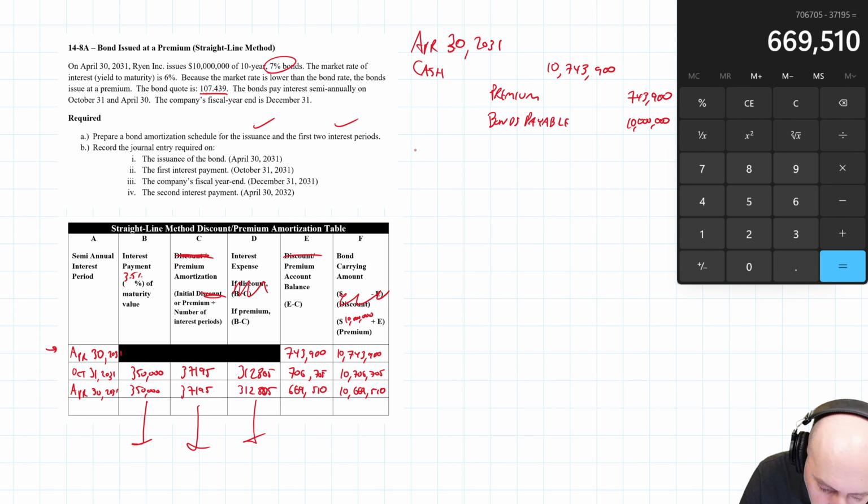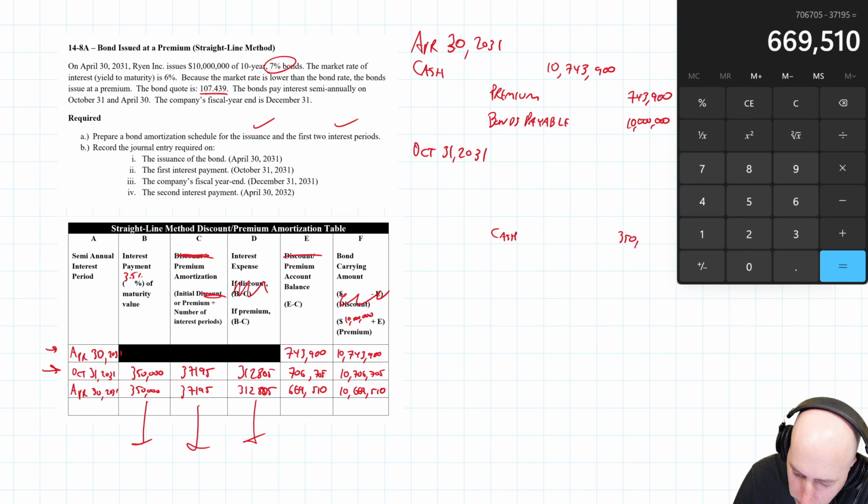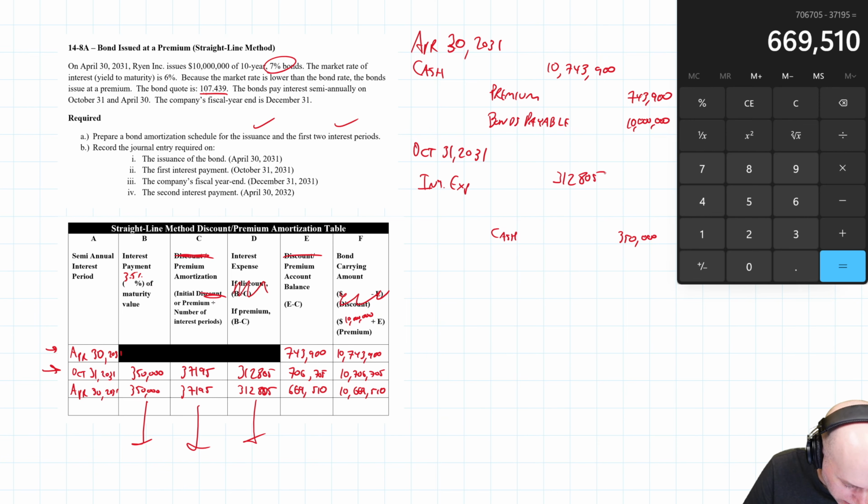Let's do them. October 31st, 2031. That's this row. And it's a full 6-month period, so we're taking 6/6 of this line. We just take the whole line. Our payment is $350, so let's credit cash $350. Our interest expense, $312,805, so let's debit interest expense $312,805. And let's debit the premium for $37,195. Beautiful. That's October 31st done.